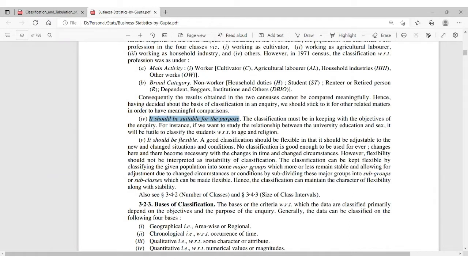It should be flexible. A good classification should be flexible in that it should be adjustable to new and changed situations and conditions. No classification is good enough to be used forever. Changes here and there become necessary with the change of time, right? So it should be flexible so that we can change it according to our needs.